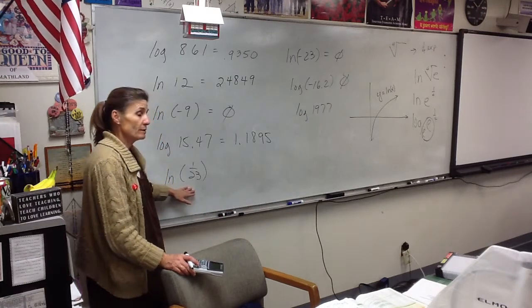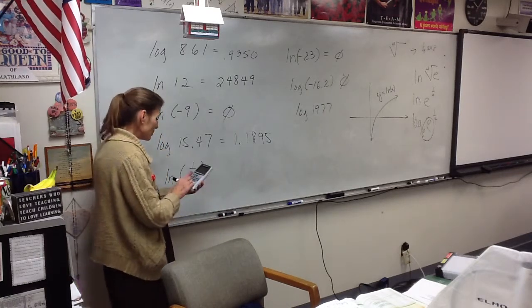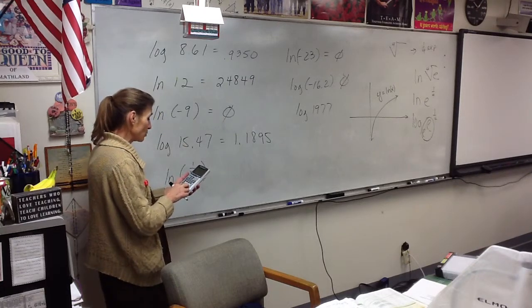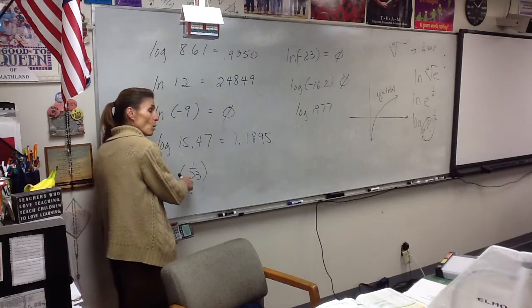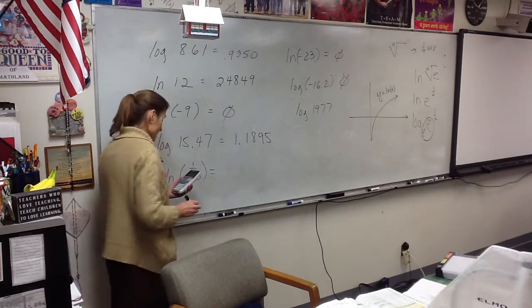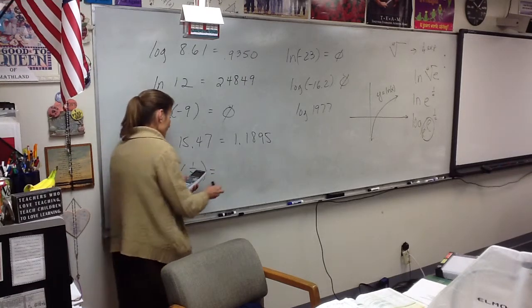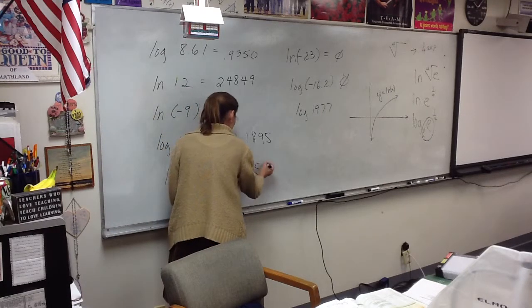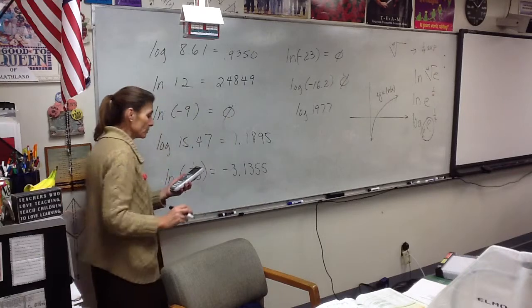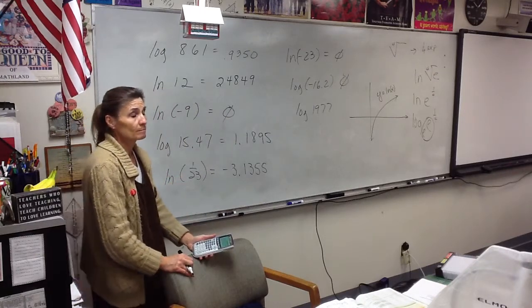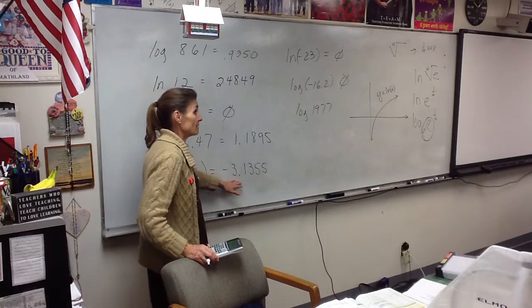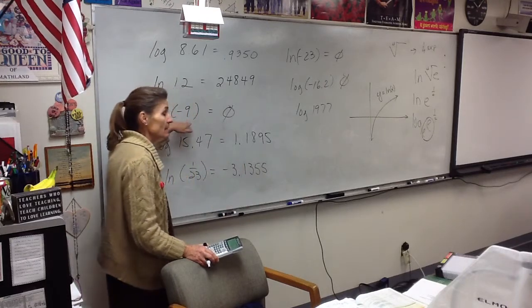All right, how about this one? Now don't panic. As soon as you hit ln, it throws in those parentheses. Just do 1 divided by 23. That's what this is, 1 divided by 23. Ooh, I got a negative number, that's okay. Negative 3.1355. The answer can be negative. It's this guy that can't be negative.